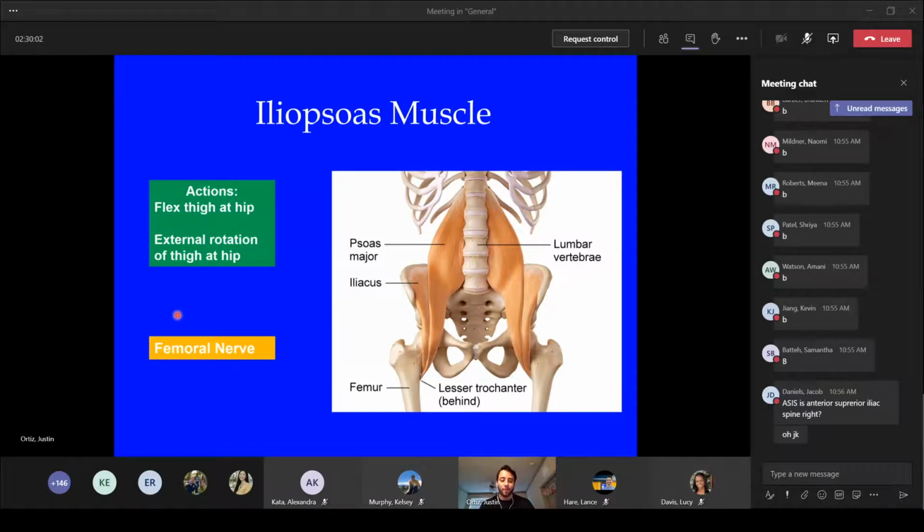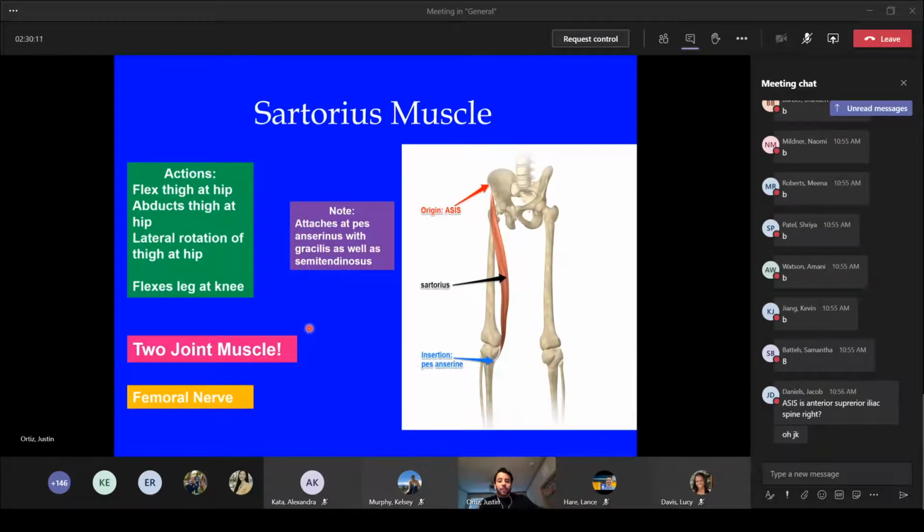And it's going to be innervated by femoral nerve, right? So you see I put everything that he put on this slide into a little slide like this to make it easier to understand the actions. Here's the sartorius. Ginormous, it's a 2-joint muscle. I would know that for sure.